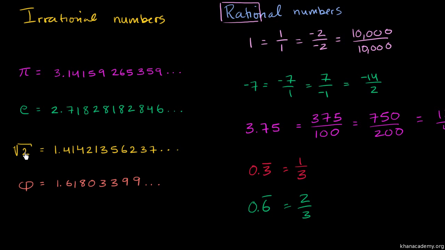Another way to think about it, I took square root of 2, but you take the square root of any non-perfect square, you're going to end up with an irrational number. You take the sum of an irrational and a rational number, and we'll see this later on, we'll prove it to ourselves, the sum of an irrational and a rational is going to be irrational. The product of an irrational and a rational is going to be irrational. So there's a lot of irrational numbers out there.